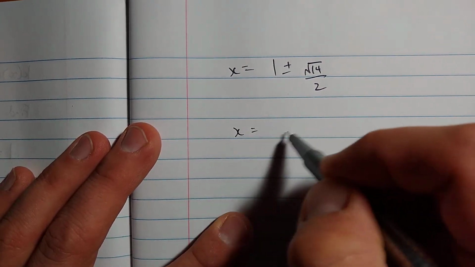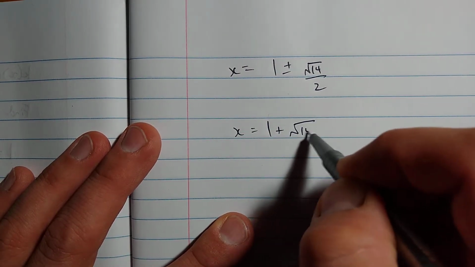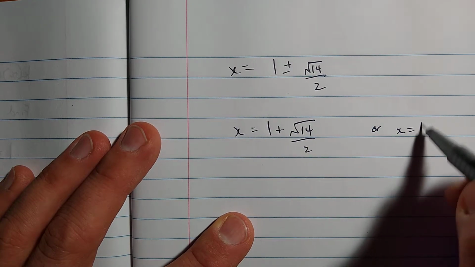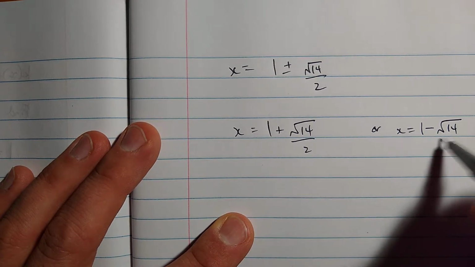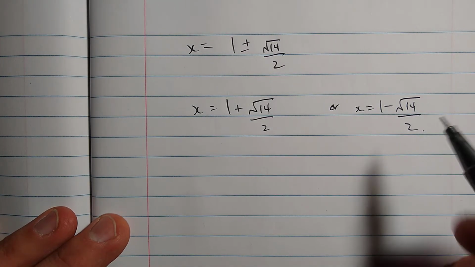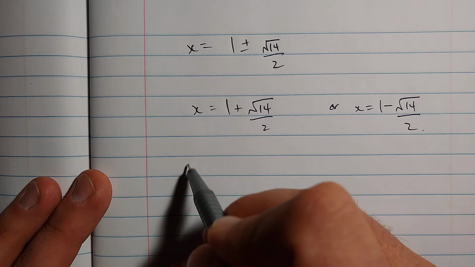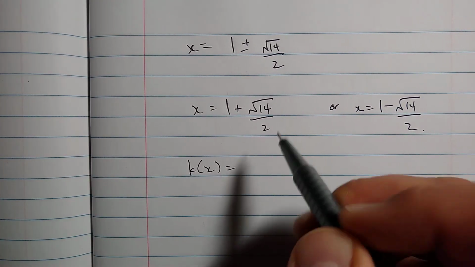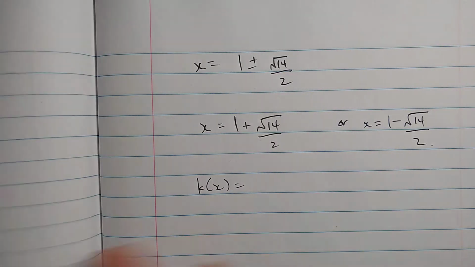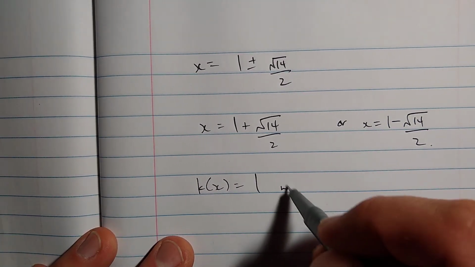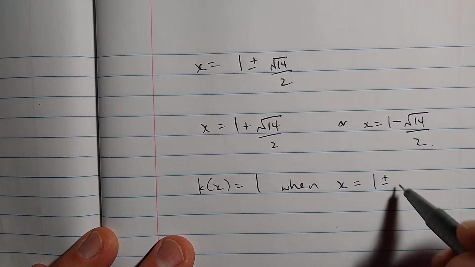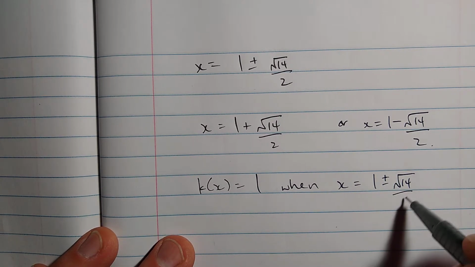Writing it as two separate statements, I've got x equals negative 1 plus root 14 over 2, or I've got x equals negative 1 minus root 14 over 2. And I don't have those calculations handy with me right now, but those are the two solutions. So we can say k of x equals, oh, I've forgotten now, 1, sorry, k of x equals 1 when x equals negative 1 plus or minus root 14 over 2.